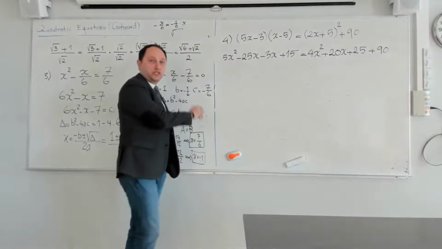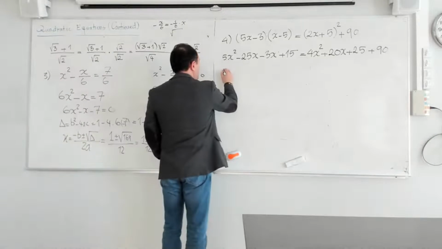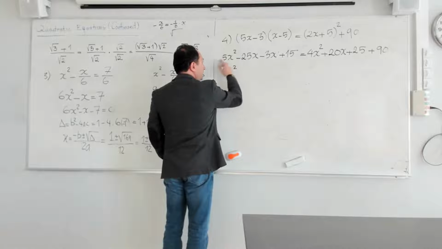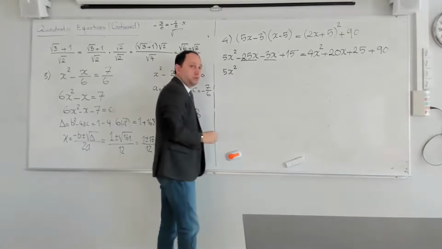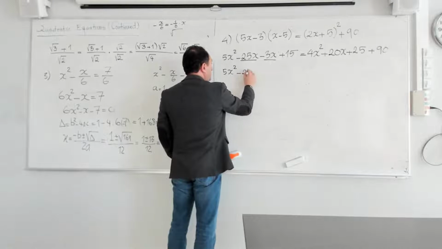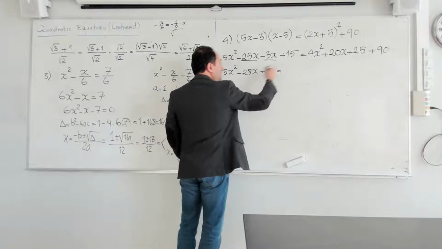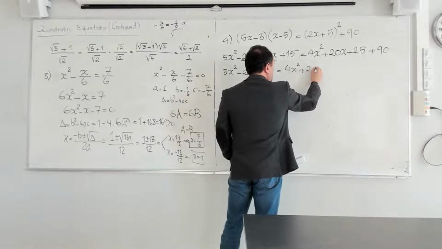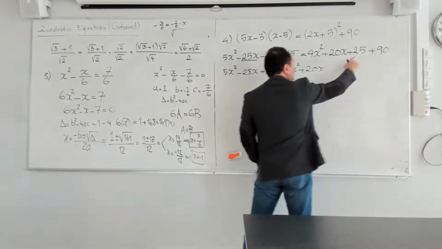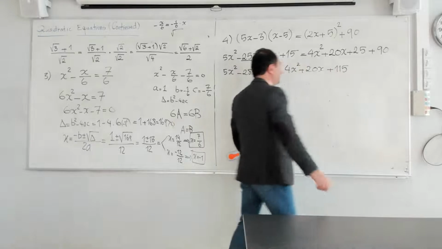Okay? So first I have to expand. After that, simplification. So 5x squared is alone on the left-hand side. Minus 25x and minus 3x are similar terms, so it becomes minus 28x, and then I have plus 15. On the right-hand side, can I simplify more? With numbers, yes. So let me just copy and paste the first 2. 25 added to that is 115.